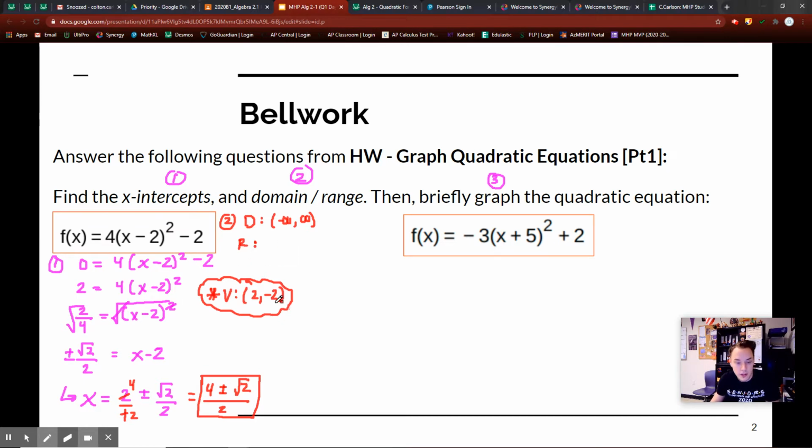So what's my range? Well, look at my y value. It starts at negative 2. This is a positive.